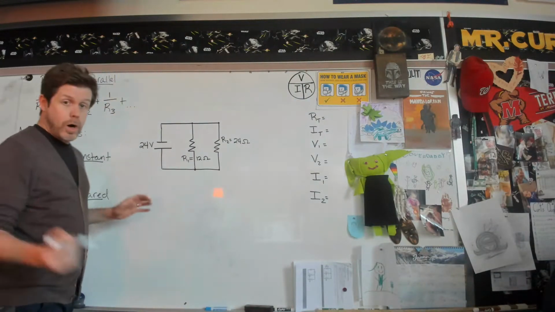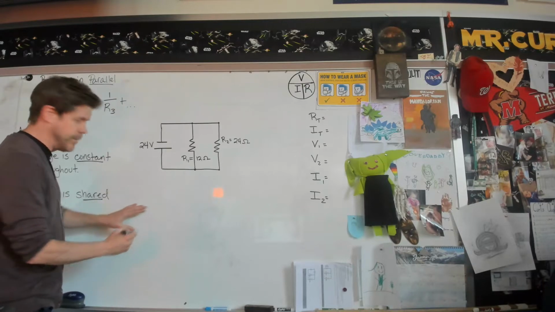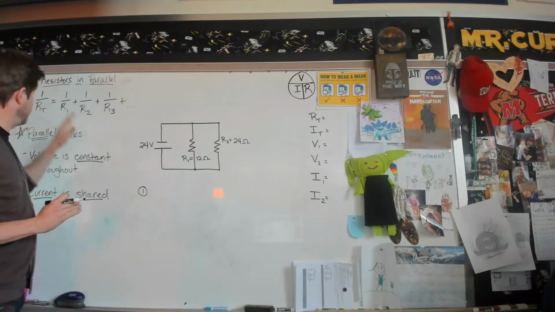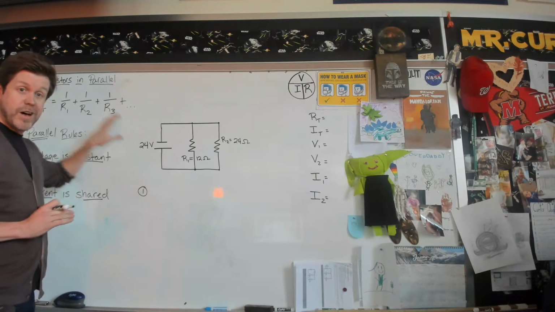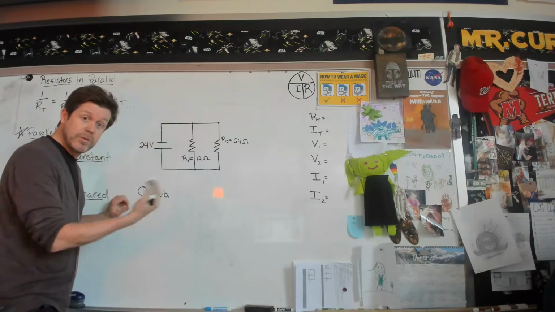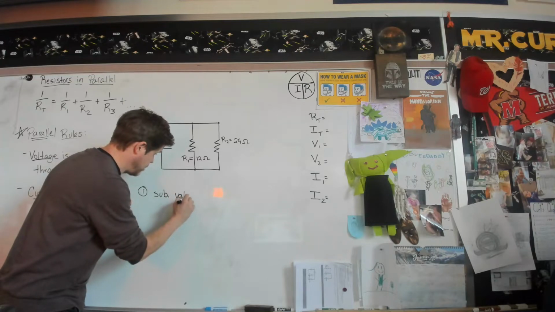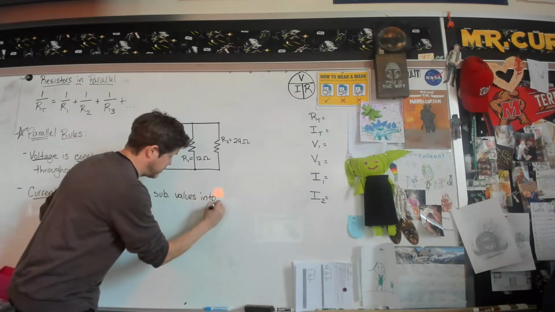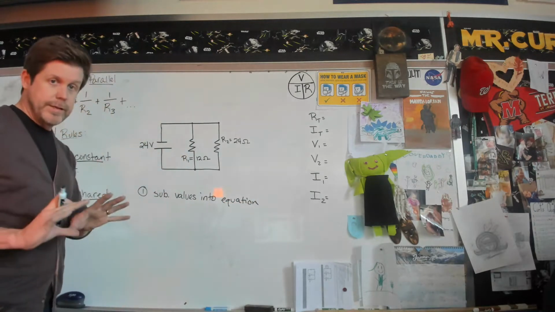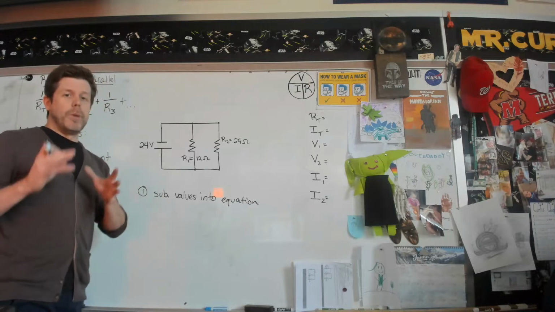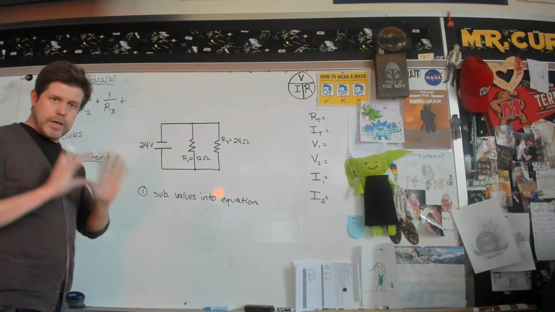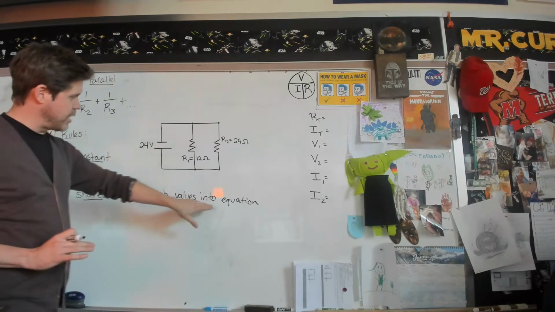So step one, and let's see, where should I put my steps? I'll put them right here. Step one is simply going to be to substitute in your values, like your resistor values, into the formula. I'll call that sub values into equation. Okay, we're going to take this one thing at a time. Like I said, it's not difficult, but because it can be confusing coming directly from series into parallel, I want to walk through this slowly. So we'll sub our values into the equation.